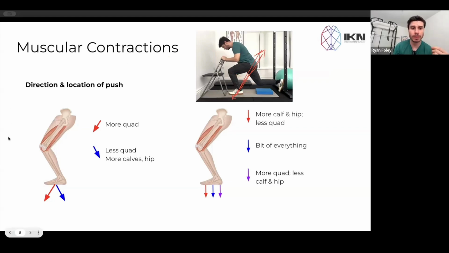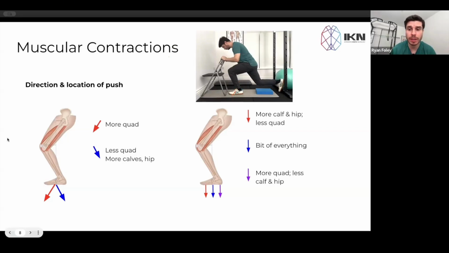So that's a little bit about the direction of the push, okay? So you'll see this here. If I push down and forward to project my body back, that's going to increase the quadricep internal demand. And if I push down and back, I'm going to get less quads, more calves, and more hip. Because, for example, if I was to push down and forward, that's going to travel closer to the ankle joint.